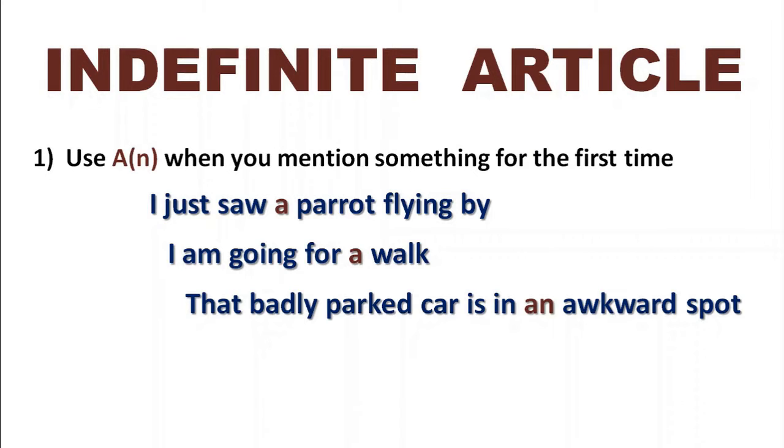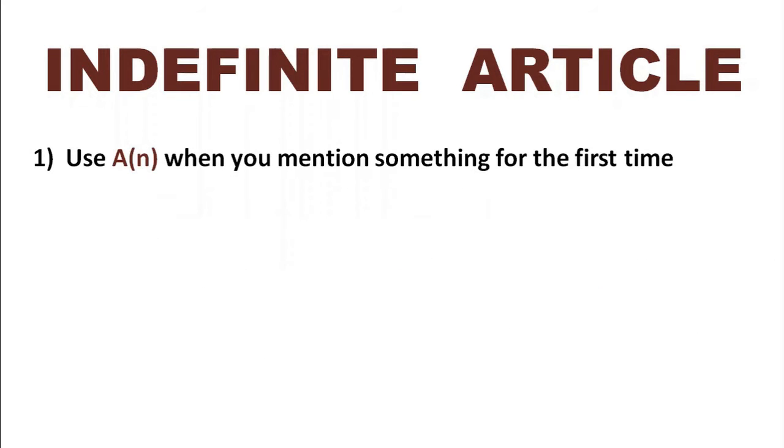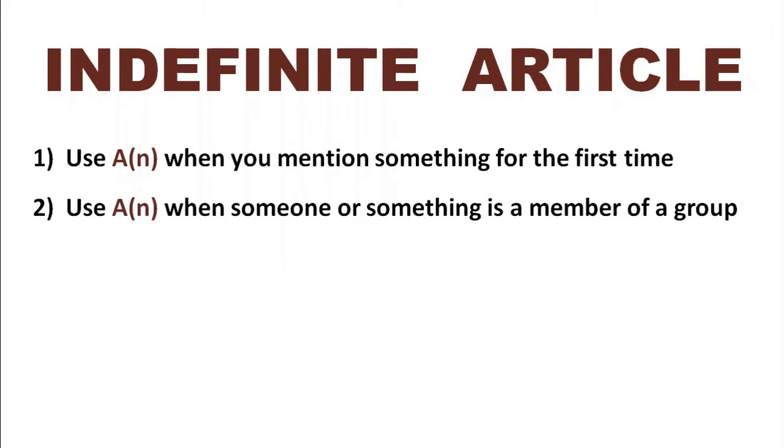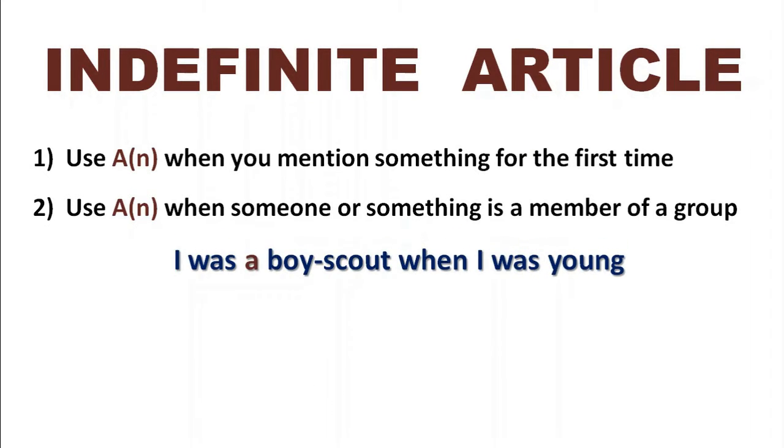So that's when we use a or an, when we mention something for the first time. We also use it when someone or something is a member of a group. So let's explain that. We might say, for example, I was a Boy Scout when I was young. The Scouting movement is a huge worldwide organization. And if you were a member of it, you would always say, I was a Boy Scout when I was young, a member of a group.